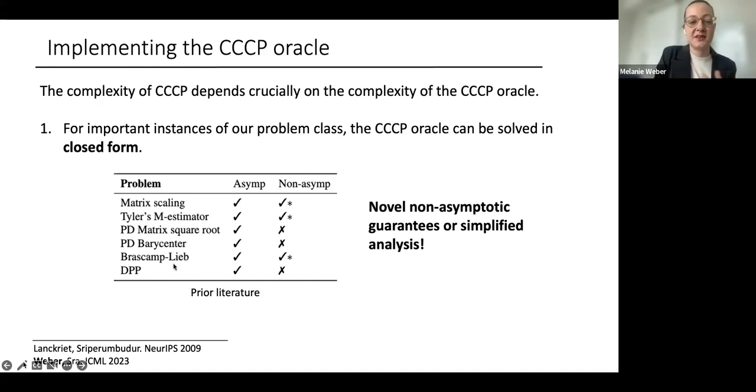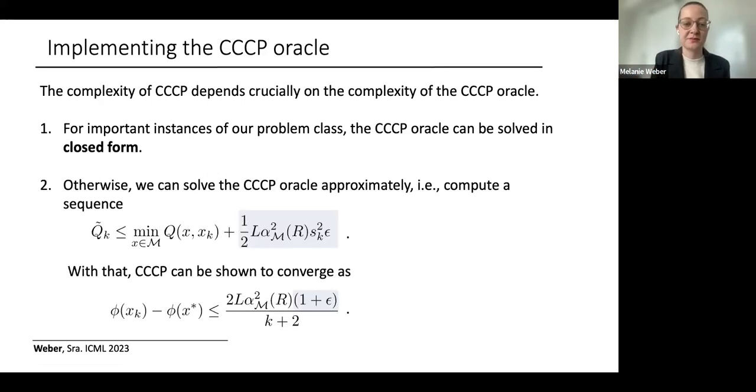This includes some problems that appear as important subroutines in machine learning algorithms. Metric scaling, for instance, is one example. The barycenter problem that we saw earlier, Brascamp-Lieb constants, the computation of metric square roots. So many problems fall into that class of geodesically convex difference of convex functions, and for many of those we actually have a closed form solution for the CCCP Oracle.